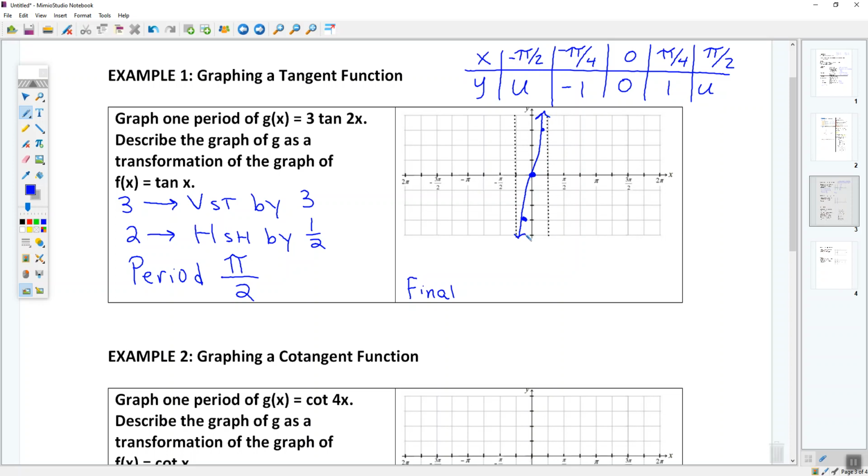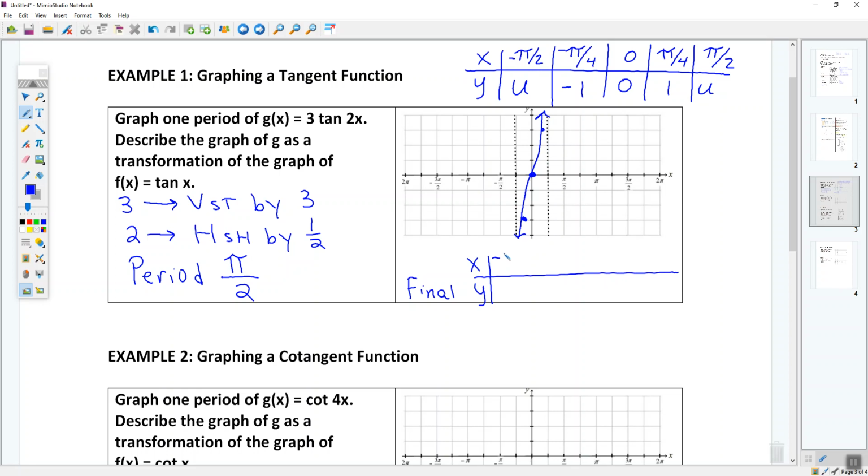Okay, so the next one I want to look at is cotangent. What do you think I'm going to give you right off the bat, kids? 5 points. 5 points, okay? And maybe we should name our final points when we were down here, kids. Where did our new asymptote fall right here, kids? Pi over 4. Okay, so I'm going to put this XY table in here.